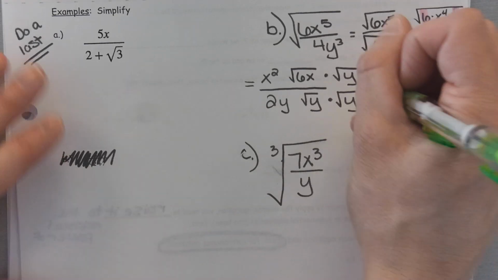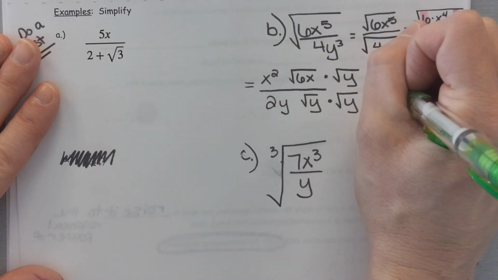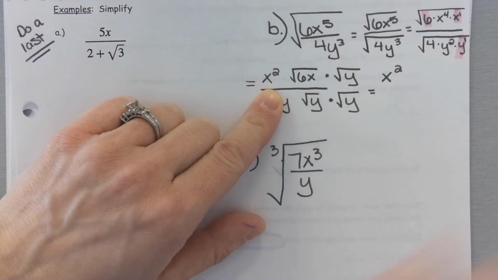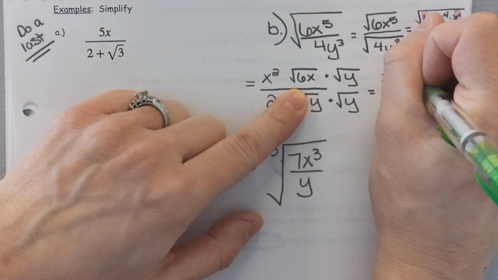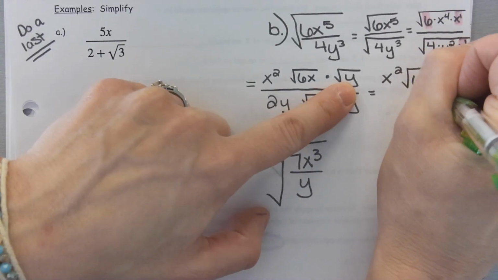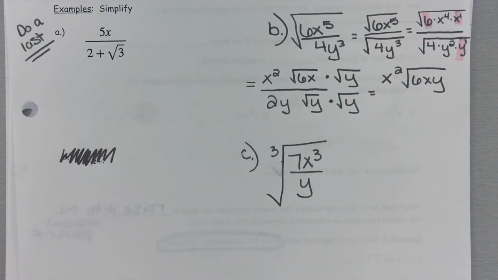All right, I'm still going to do 2 steps to finish this one off. Do you see how the x squared is out front? Stays out front. Under the square root, I had 6x, and now it gets a buddy. It gets y. Y is joining the fun.